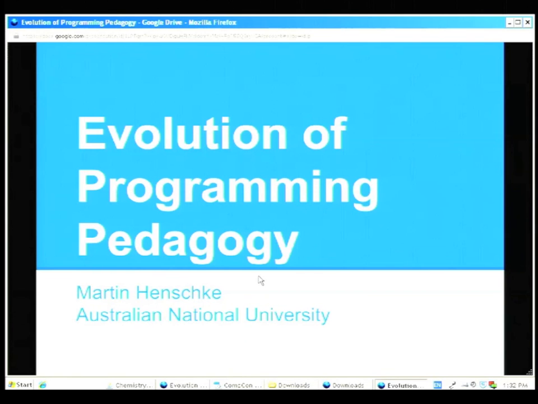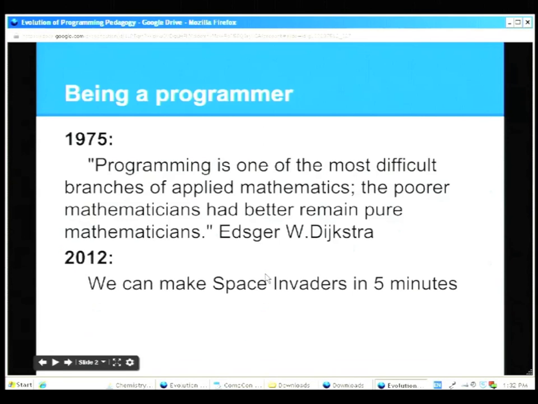Hi, everyone. Right, my name's Martin Henschke, and I'm going to be talking to you about the evolution of programming pedagogy. So, in 1975, a guy called Edsger Dijkstra said that programming is one of the most difficult branches of applied mathematics. The poorer mathematicians had better remain pure mathematicians. That's how hard he thought programming was.